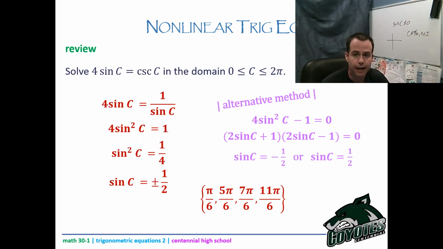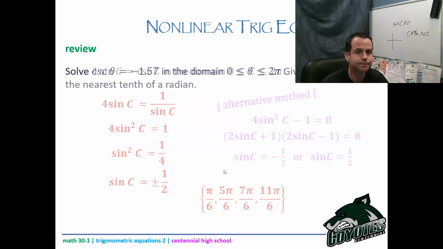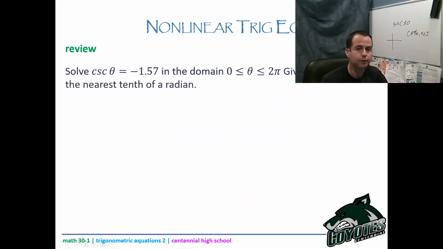And sine c equals 1/2. So it doesn't really matter which way you do it, you still arrive at that final answer. The second one here for review is cosecant of theta is negative 1.57. So reminder, we probably don't want to deal with cosecant. We probably just want to switch that right to sine.